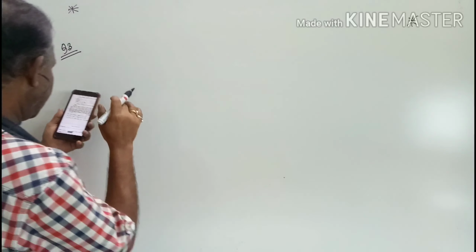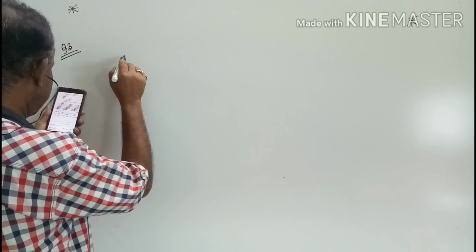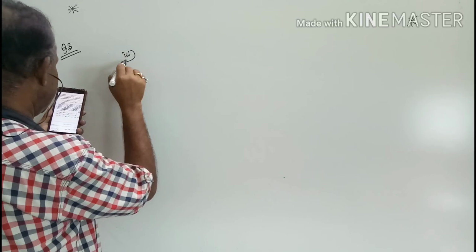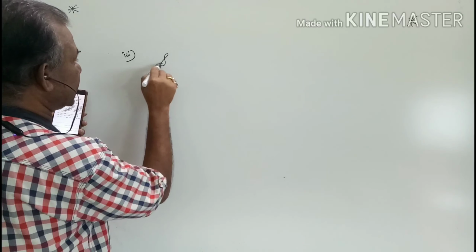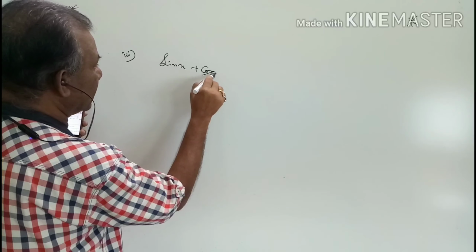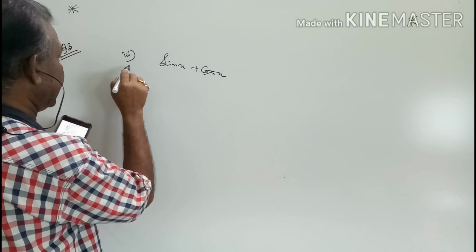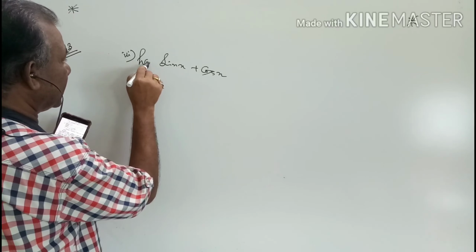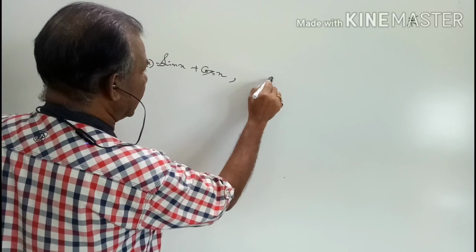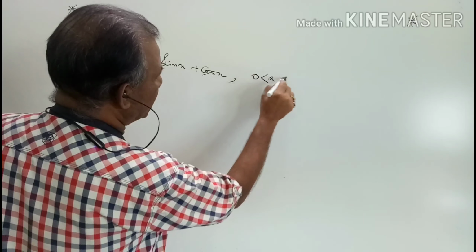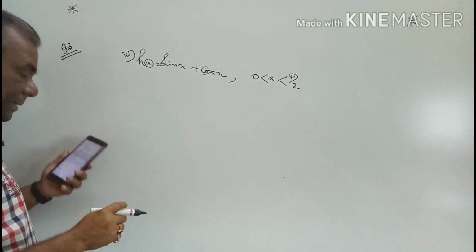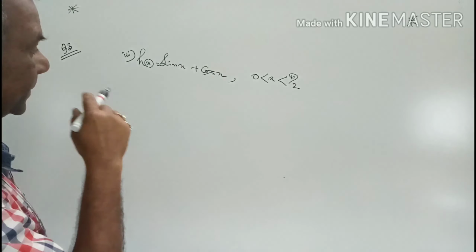Now the third question, number 3: h(x) equals sin x plus cos x, and it is given that x is greater than 0 but less than pi by 2. That means the angle is in the first quadrant.